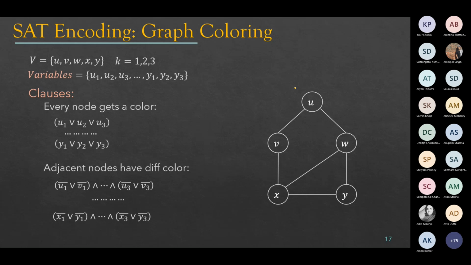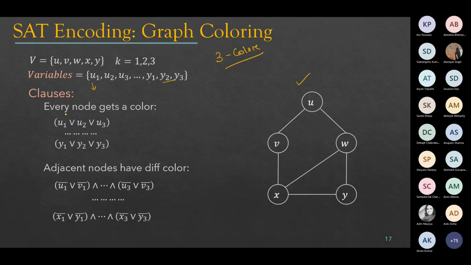So let us see that this is the graph that we are interested in. So what are the variables? The variables are U, V, W, X, Y. And let us assume that we want to see whether we can paint this entire graph with three colors, right? So what would be our variables? The variables would be U1, U2, U3, V1, V2, V3, and finally X1, Y1, Y2, Y3. So for every node, we have three such instances, right?